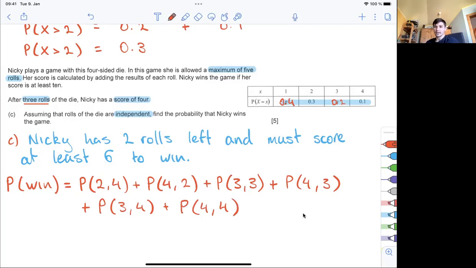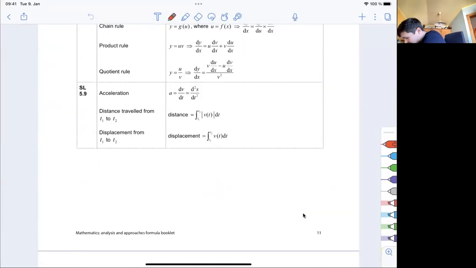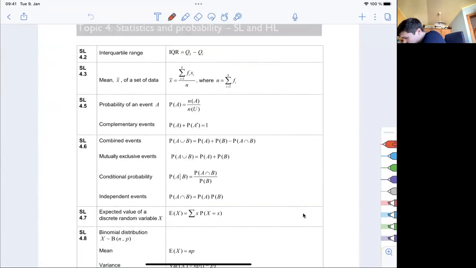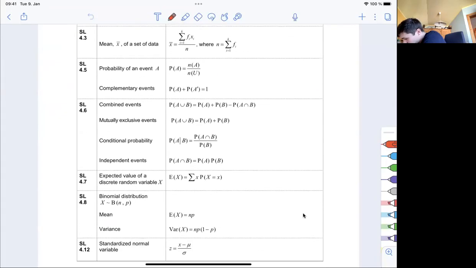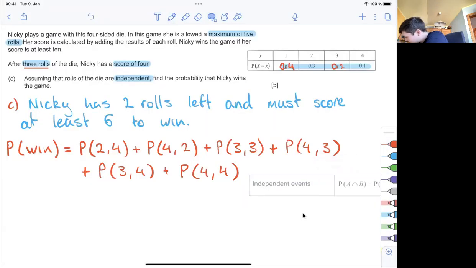Now if we go to our formula booklet and try to find the probability of 2 independent events occurring, we'll see that in topic 4. Here, this idea, independent events: the probability of A and B occurring is the probability of A times the probability of B. So that's what we're going to need here. Let's just copy that over.